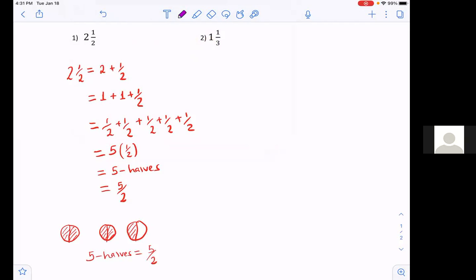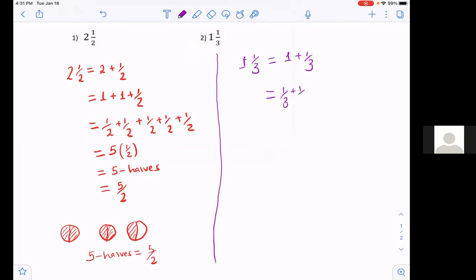Now, what about the second question, 1 1/3? What does that mean? 1 1/3 is the same as 1 plus a third. In 1, there are 3 thirds.